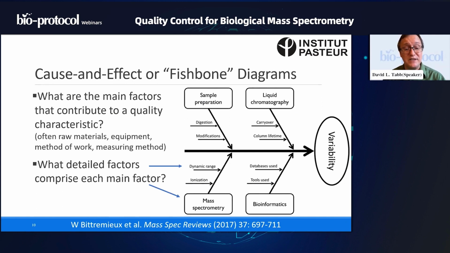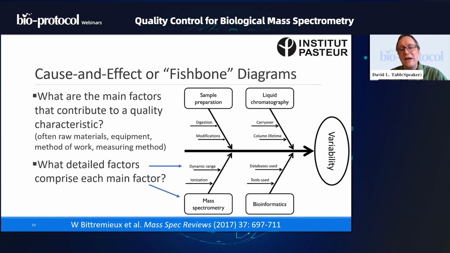Now, Ishikawa recommends that these include raw materials, equipment, the method of work, like the protocols, and the measuring method, like the instrument. In this case, the diagram I'm showing over at the right was from a paper by Wout Bittremieux, working with the Quality Control Working Group. We separated it into sample preparation, liquid chromatography, mass spectrometry, and bioinformatics. So those are the main factors that we've used in this case.